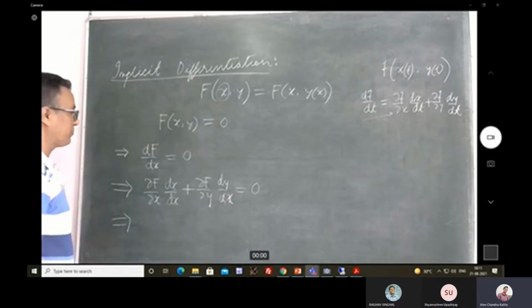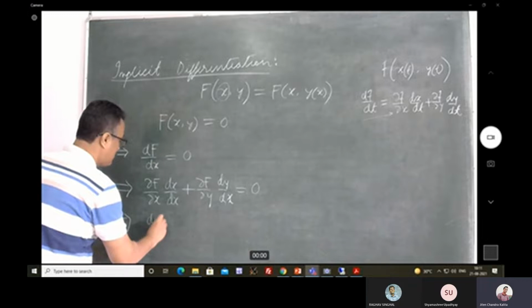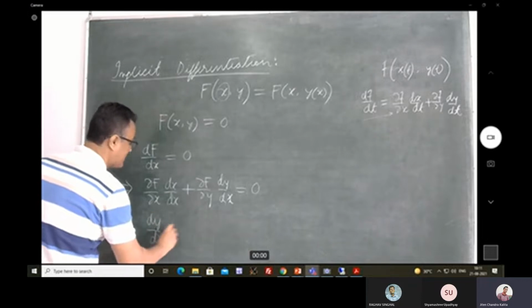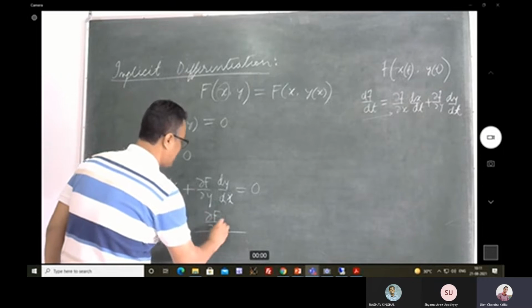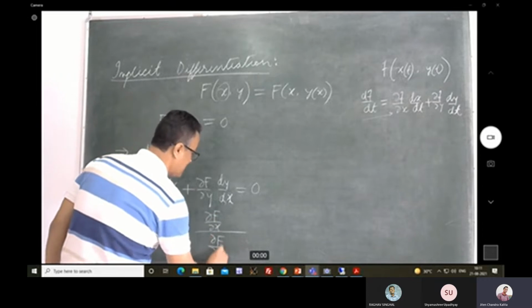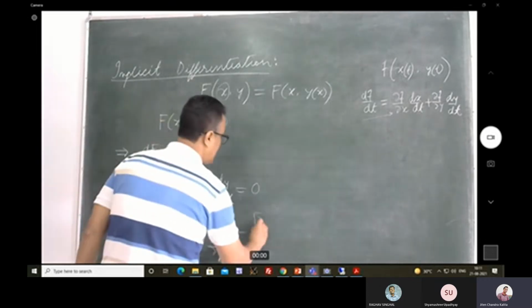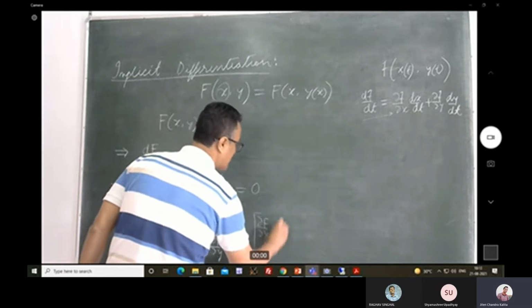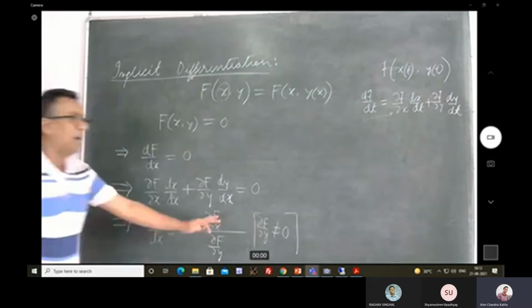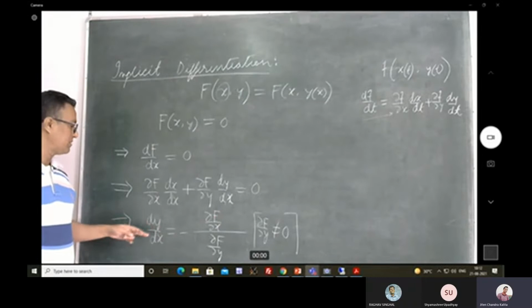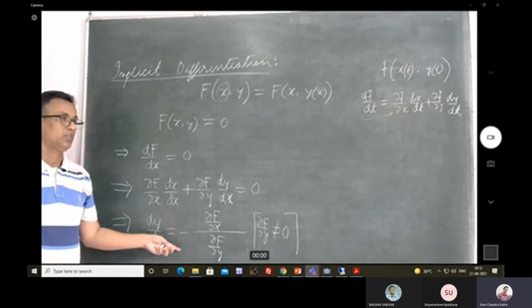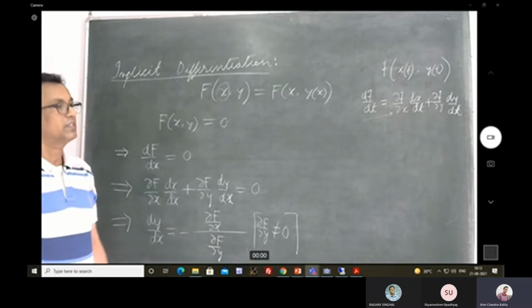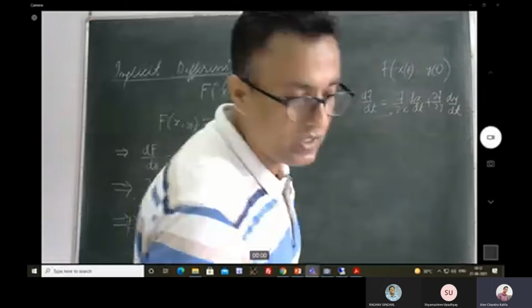So from here, if you have to find dy/dx, of course, if del f del y is not equal to 0, then you can find the derivative of y with respect to x, and this is an ordinary derivative, by using this expression. This is called implicit differentiation.